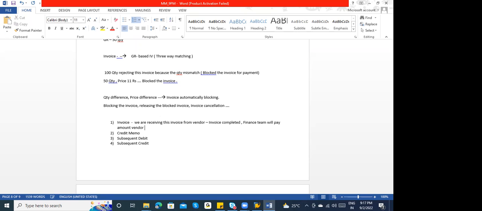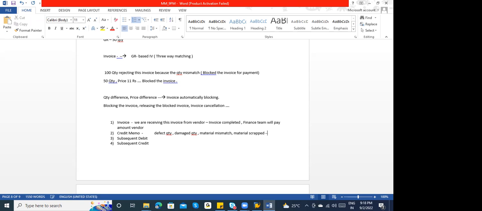Once the invoice is completed, when do we use a credit memo? A credit memo means that we are expecting some credit from the vendor, that is, some amount from the vendor. In what scenarios are we generally expecting an amount from the vendor? If there is a defective quantity, or damaged quantity, or a material mismatch, or the materials are spoiled or scrap.